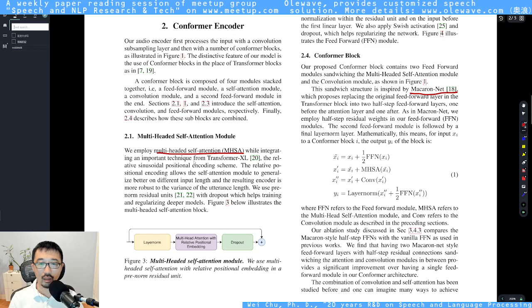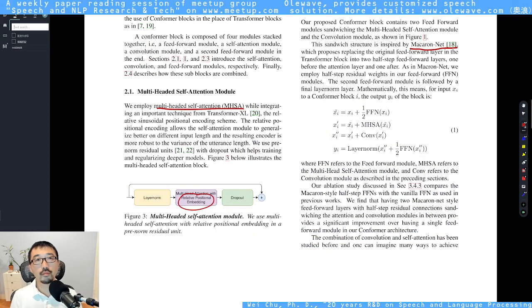Multi-head self-attention is fairly standard. But the only new thing here is that they use relative positional embedding, rather than just positional embedding. This is not new either, because people have tried that relative position could improve the performance.